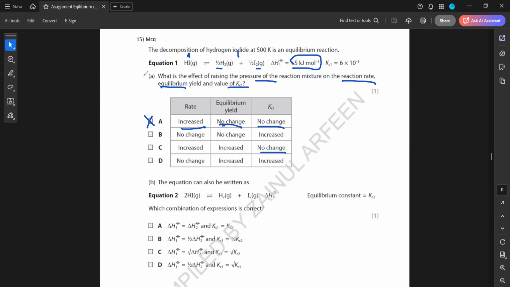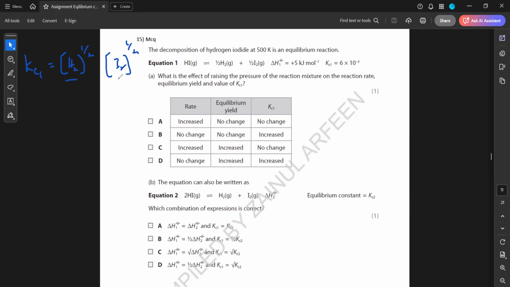For the first reaction, when we write Kc1, it is the product, hydrogen and iodine, divided by hydrogen iodide. When we write Kc2, it is hydrogen and iodine divided by hydrogen iodide squared. We want a relation.